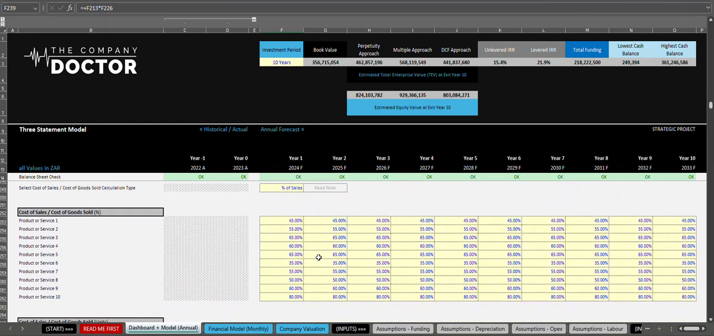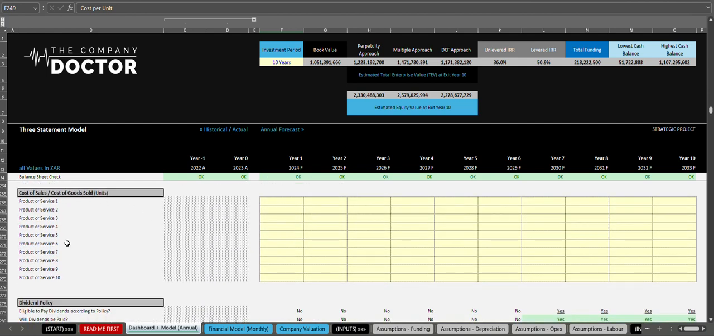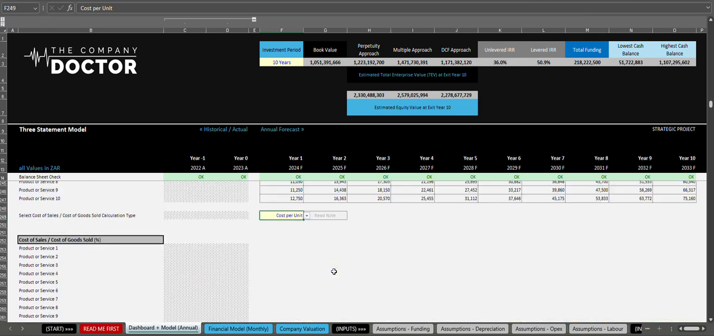And then here we've allowed for your decision whether some companies want to express their cost of sales or cost of goods as a percentage of sales or as a cost per unit. And if you go the cost per unit route, it will automatically open up this section here for you, where you can actually put in your cost per unit.